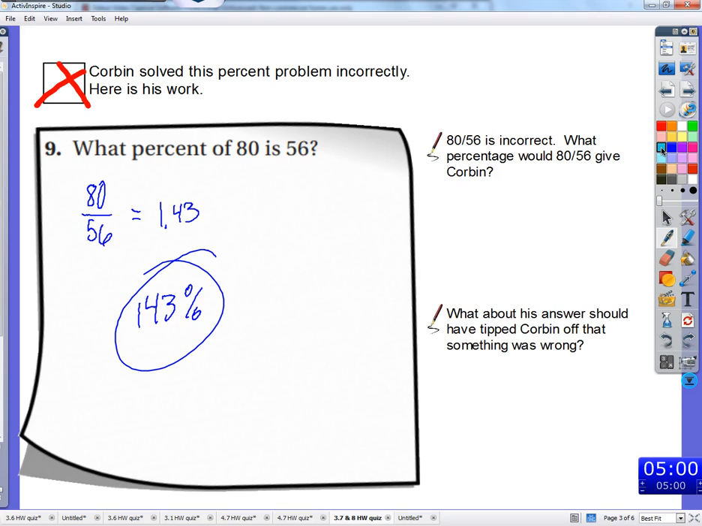You're saying what this says, right? Percentage of? What percent of 80 is 56? What are we finding by taking 80 and dividing it by 56? If we say 80 over 56, without saying how it's written, it's 143%.